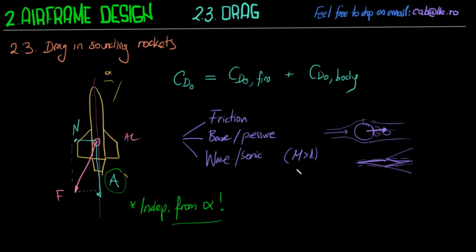Obviously, each of these 2 parts is going to have friction, base, and wave drag. So in total, we're going to talk about 6 different axial drags, and it's just an equation. There's not much more to talk about.